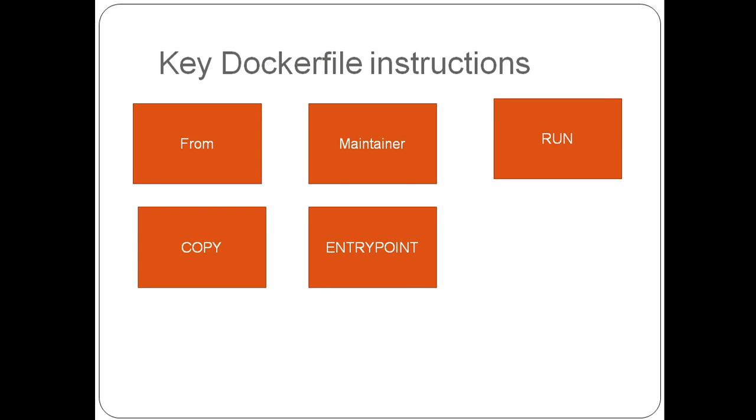ENTRYPOINT: the entry point instruction allows you to configure a container that will run as an executable. WORKDIR: this instruction sets the working directory for any RUN, CMD, ENTRYPOINT, COPY, and ADD instructions that follow it. It can be used multiple times in one Dockerfile. If a relative path is provided, it will be relative to the path of the previous WORKDIR instruction.